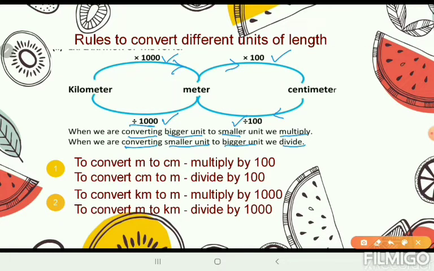So here I have written the same thing. Convert meter to centimeter, bigger to smaller, multiply by the relation 100. Convert centimeter to meter, smaller to bigger, we divide by 100. Convert kilometer to meter, multiply by 1000, and convert meter to kilometer, we divide by 1000. So this basic rule, I hope it is very clear to you all.